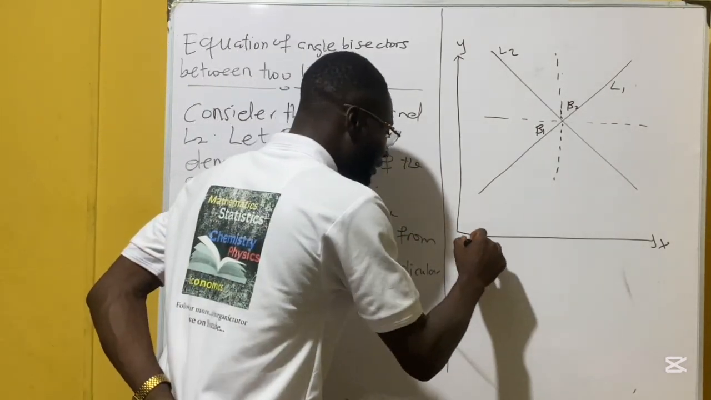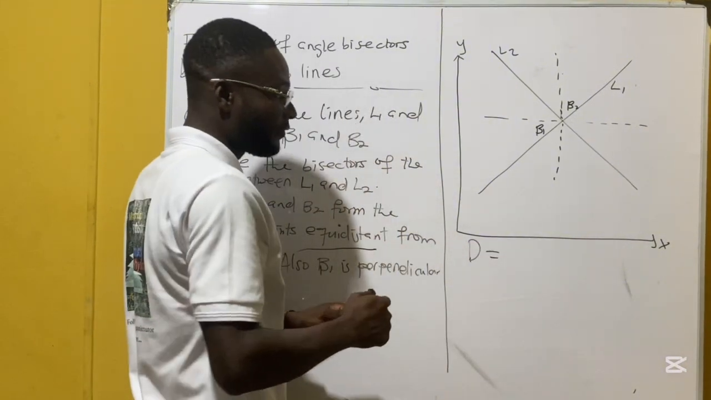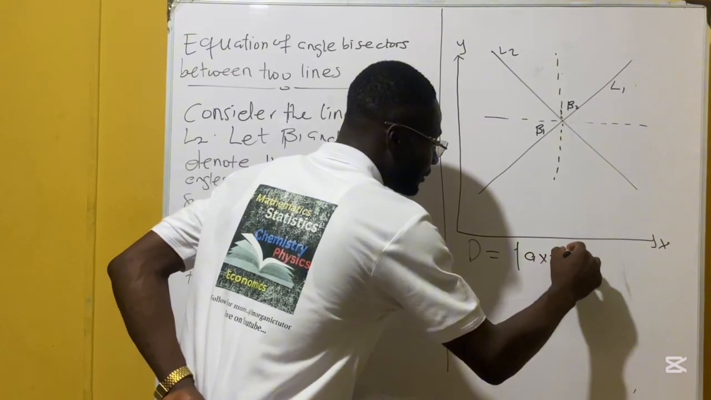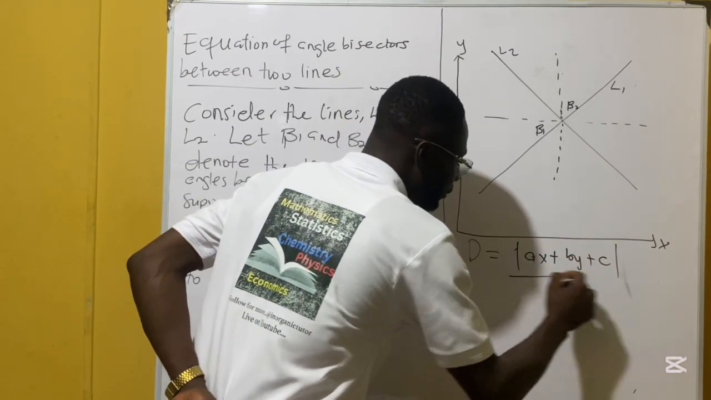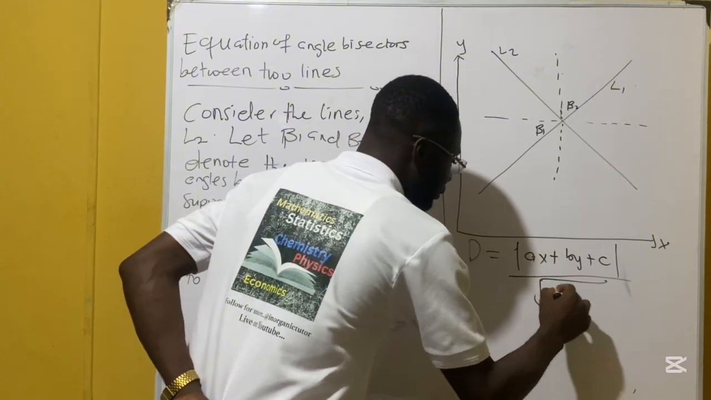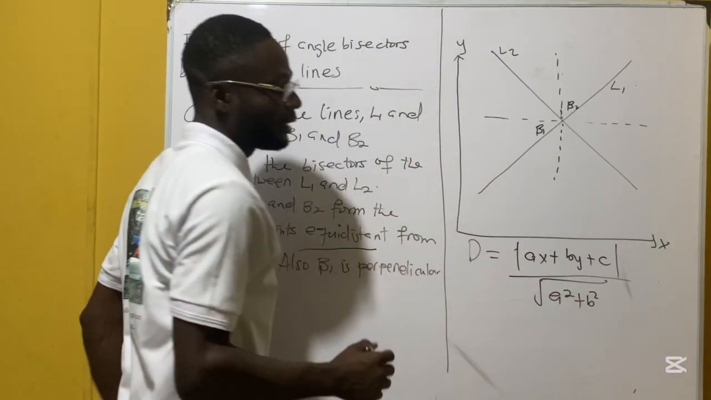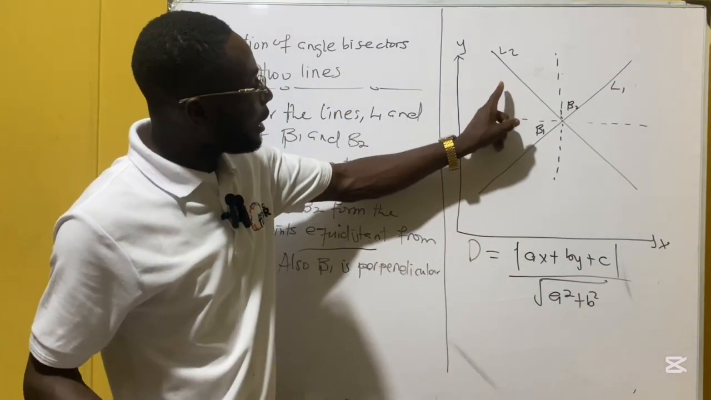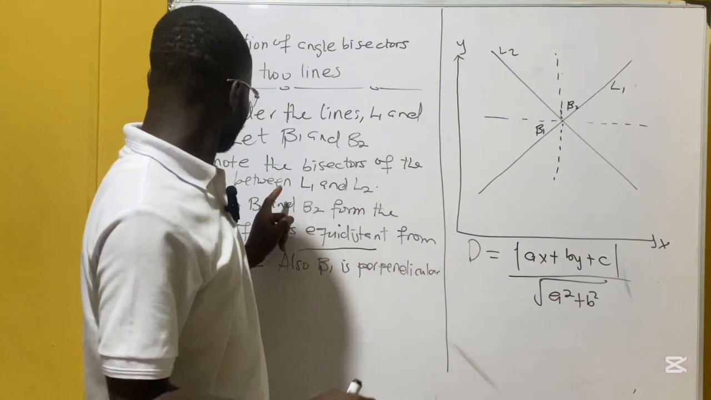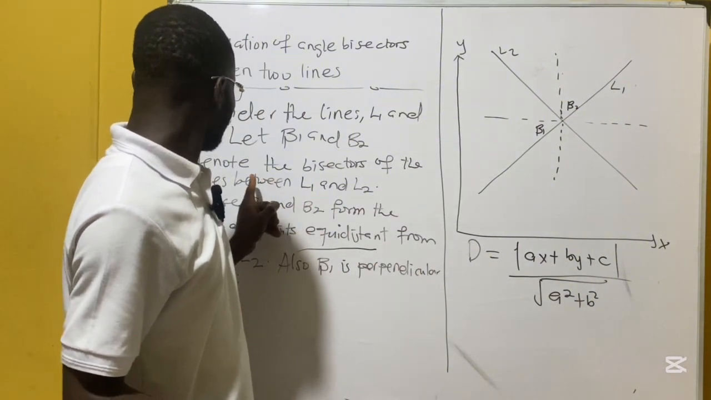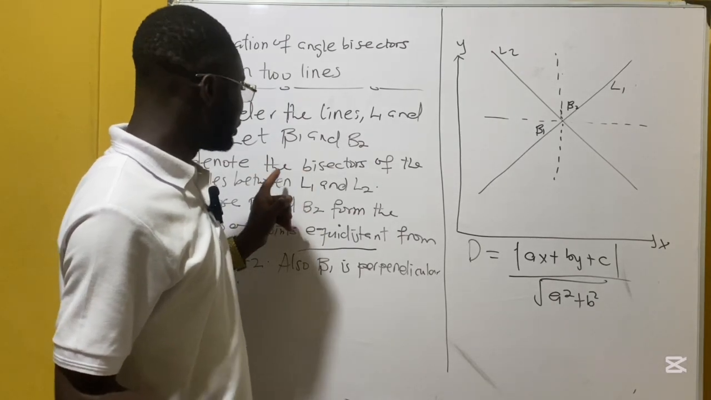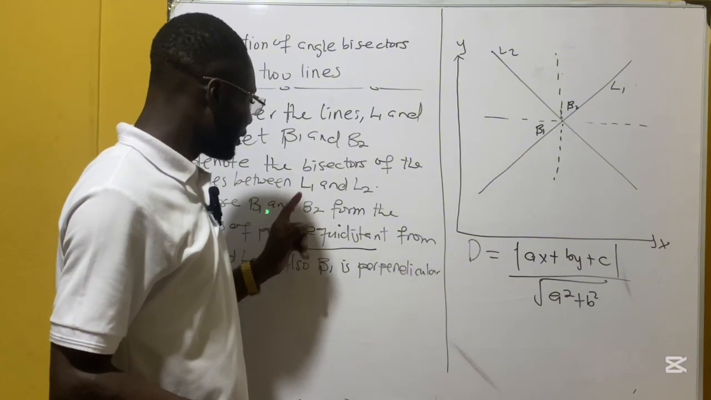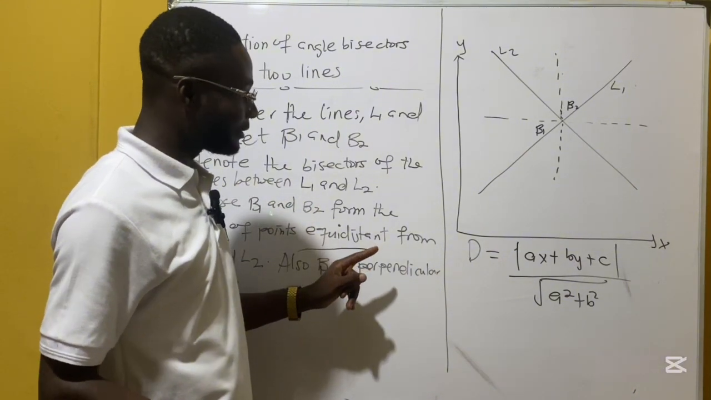So we know that the distance of a point from a line is given as the absolute value of ax plus by plus c, all over the square root of a squared plus b squared, right? So we are saying that L1 and L2, B1 and B2 denote the bisectors of the angles between L1 and L2. And B1 and B2 form the locus of points equidistant, right?